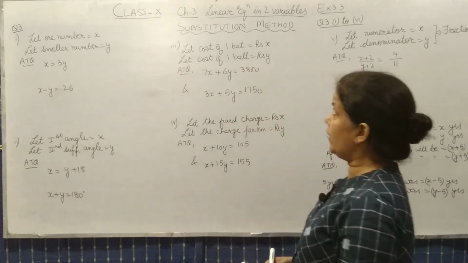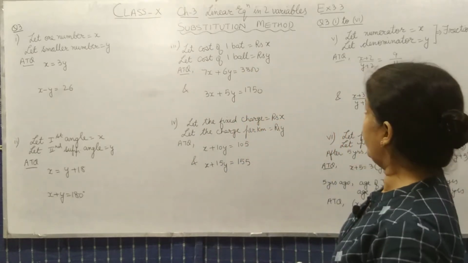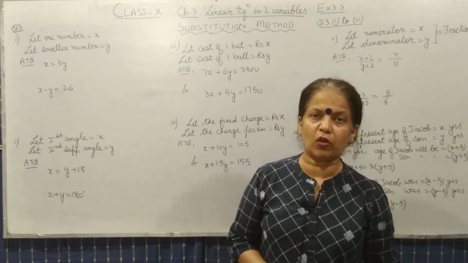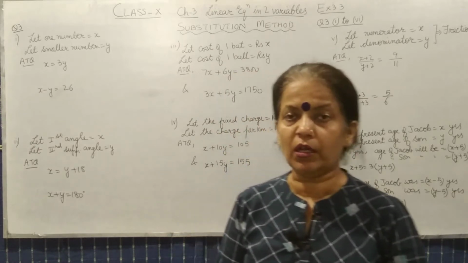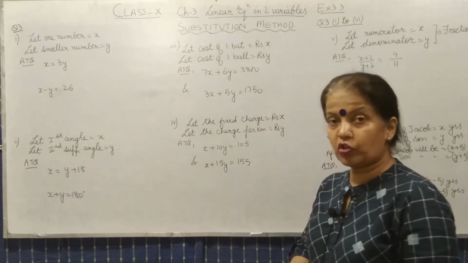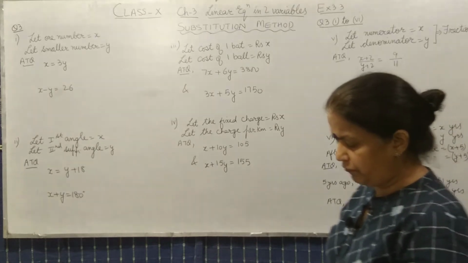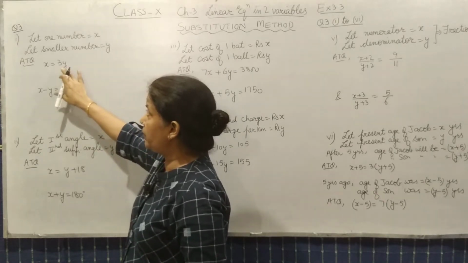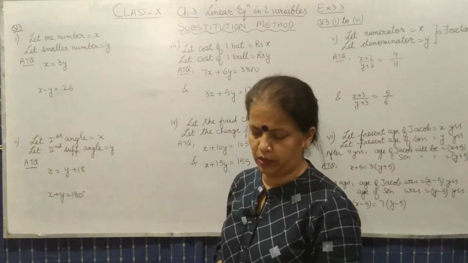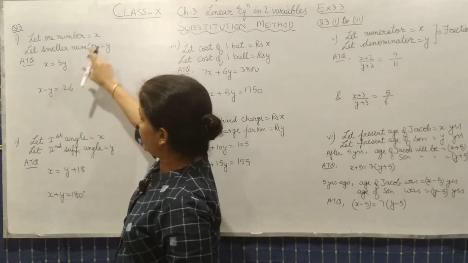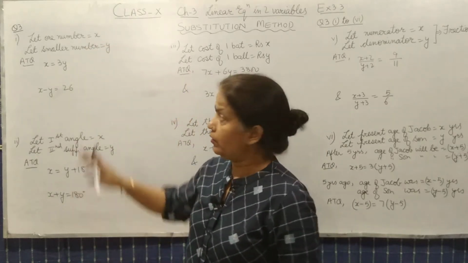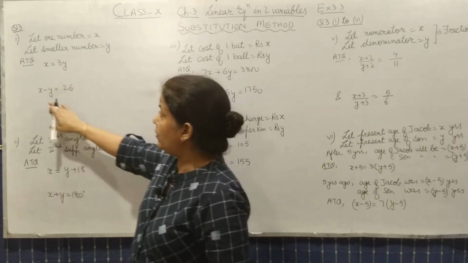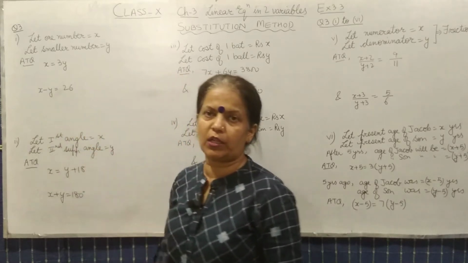Now we will take question 3 of exercise 3.3, the statement sums, and we will solve these statement sums by the substitution method. Question 3, first part. The difference between two numbers is 26 and the larger number is 3 times the smaller number. So let one number be x and the smaller number be y. The larger number is 3 times the smaller, so x equals 3y, and the difference between the two numbers is 26.